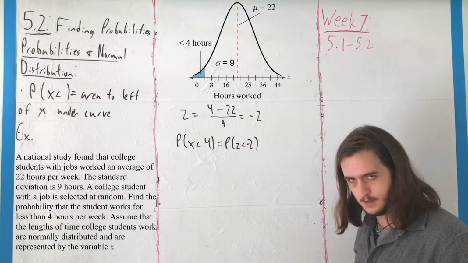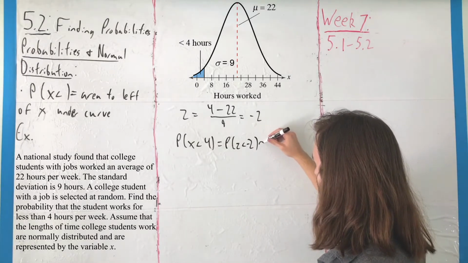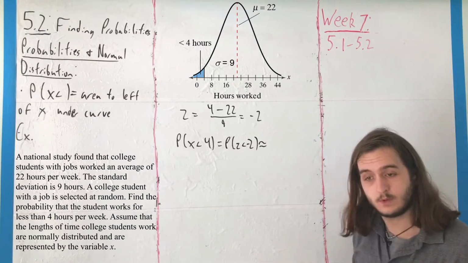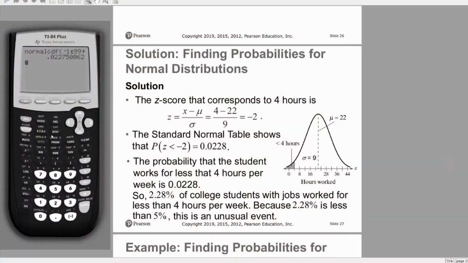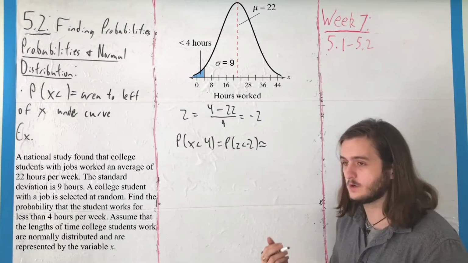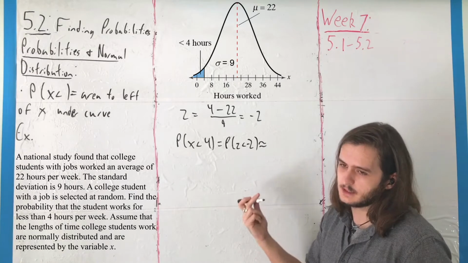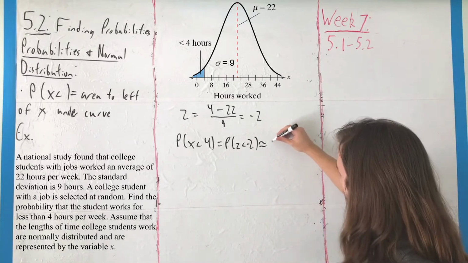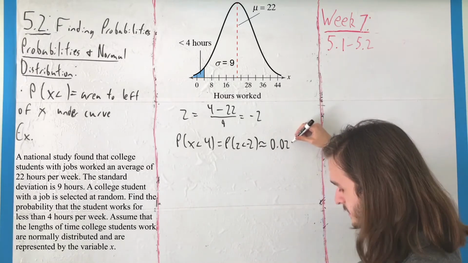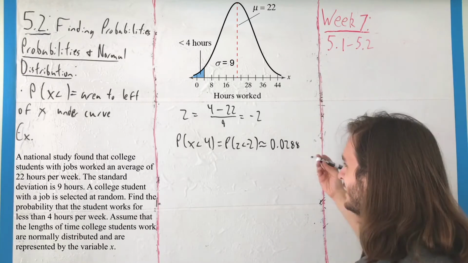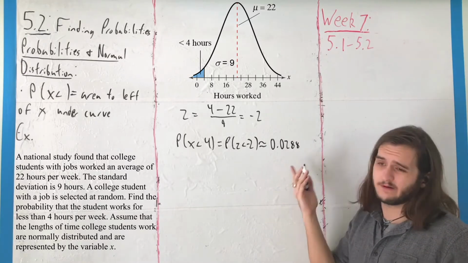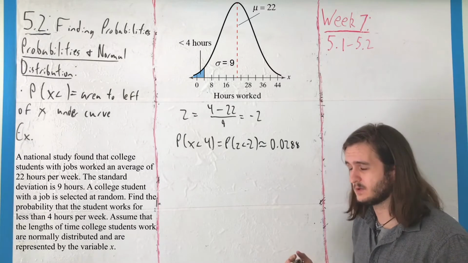Where, to get that, if we want to use a table, we can use a table. If we want to use the calculator, either the normal CDF in terms of 4, 22, and 9, or -2, 0, and 1, will get us to where we need to go. That is, if we want to find the probability that x is less than 4, it's the same as z being less than -2, or 0.0288, rounding to 4 decimal places. Usually we round to 4 decimal places for these, sometimes we do 3.